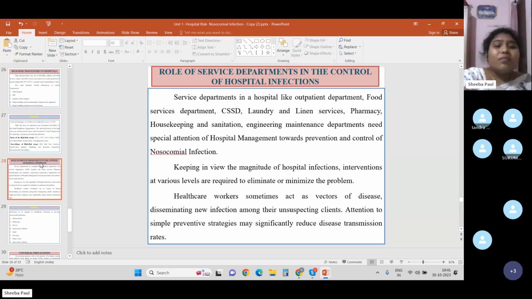Keeping in view the magnitude of hospital infections, interventions at various levels are required to eliminate or minimize the problem. Healthcare workers sometimes act as vectors of disease, disseminating new infection among their unsuspecting clients. The medical fraternity, the staff and the physician, try not to cross infect the person, but in certain situations, things happen wherein we become the first channel. Being a staff or a physician coming in contact with the patient, we become the primary source of contaminating or infecting people. So much attention is required when we come in contact with people who need proper sterile or hygienic care.